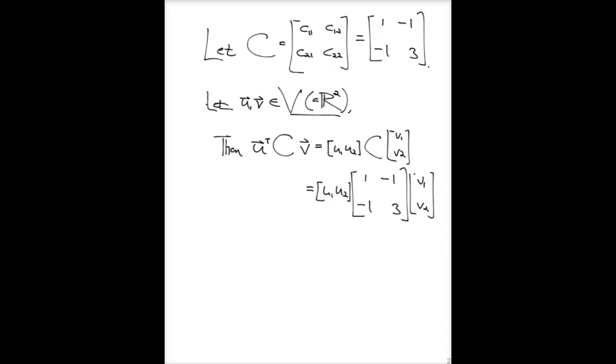So now we'll write this in a more explicit fashion. U transpose will be the row vector (U1, U2), and here V is the column vector with entries V1 and V2. And here's our matrix C. But now we'll write out what C is explicitly. We calculated it up here.